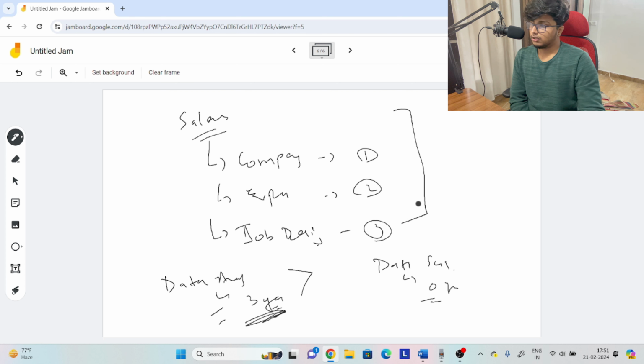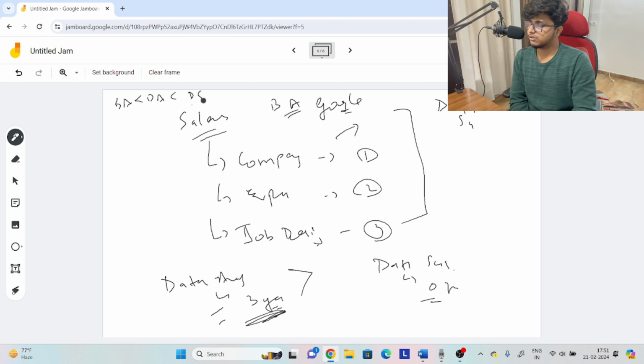Next criterion would be company. Let's say someone is working as a business analyst at Google. I don't think Google has a business analyst role, but let's say somebody is, and somebody else is working as a data scientist. I'm taking data scientist because generally people have a salary structure in mind like this: you have business analyst, then data analyst, then data scientist. Data scientists earn more than data analysts, and data analysts earn more than business analysts. Generally, this is the perception, which is absolutely wrong.